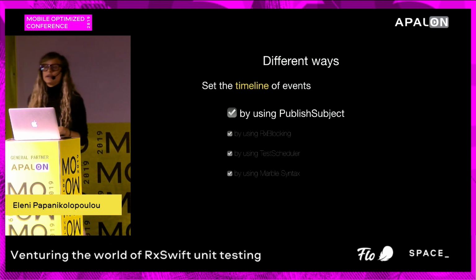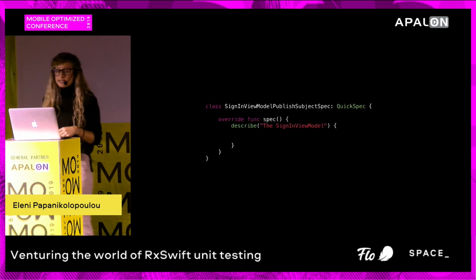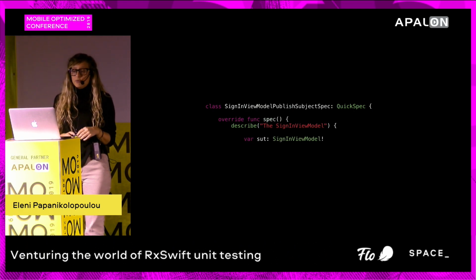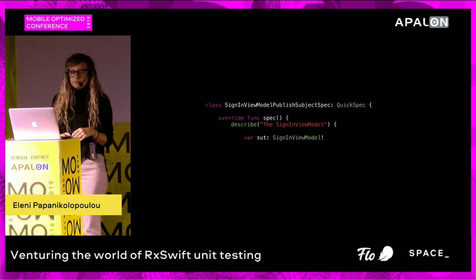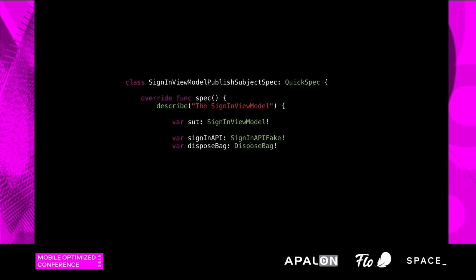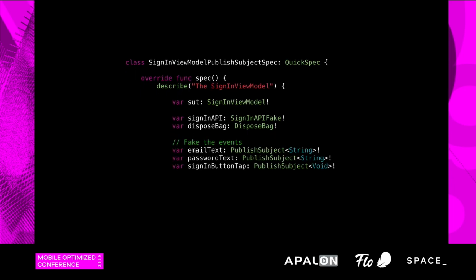So let's start writing our unit test by using a public subject. In our test class, we have our subject under test, which is the sign-in view model. And we have a sign-in API, which is of type sign-in API fake, and a dispose bag. And we have a public subject for each one of the input observables of the view model. So we have a public subject of type string for the email text, same for the password, and a public subject of type void for the sign-in button tap.